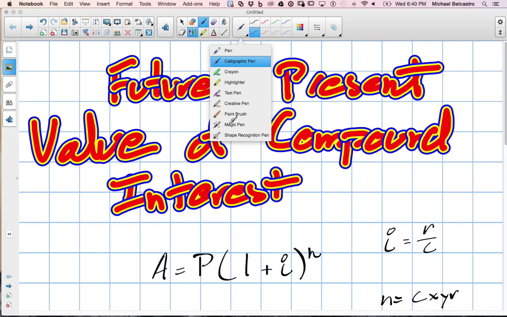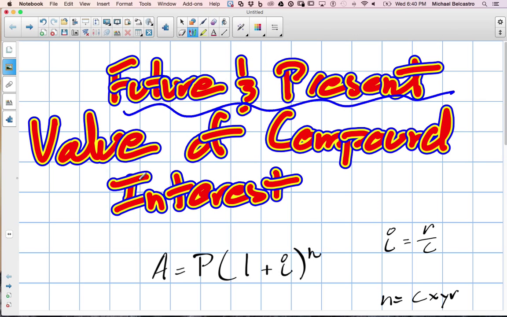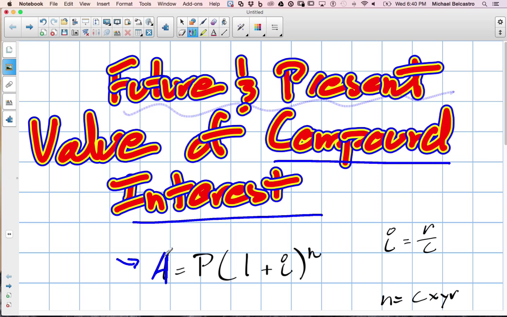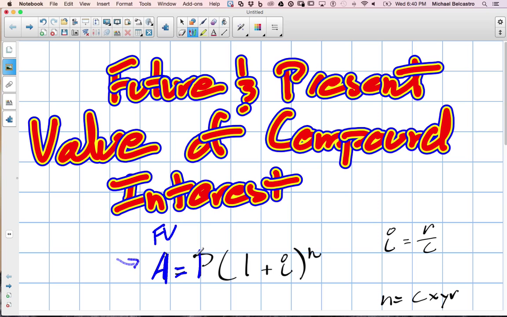Let's look at the future and present value of a compound interest account. For compound interest, this formula, A, which is the future value or the future amount, is equal to the principal or the present value, what you have right now, multiplied by 1 plus i to the power of n. A little different than that simple interest formula I showed you, but there's some additional calculations we have to make.